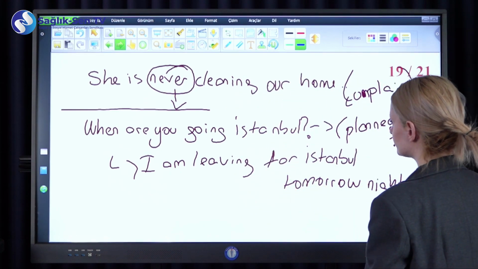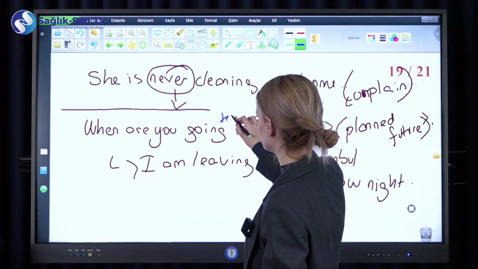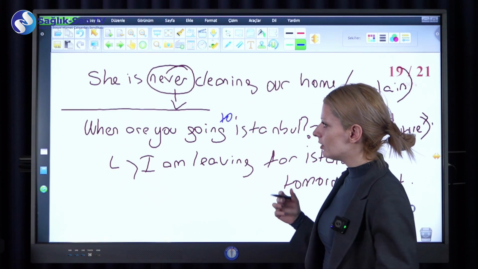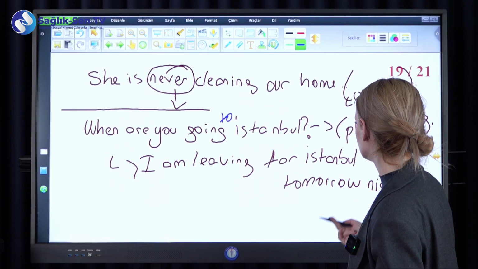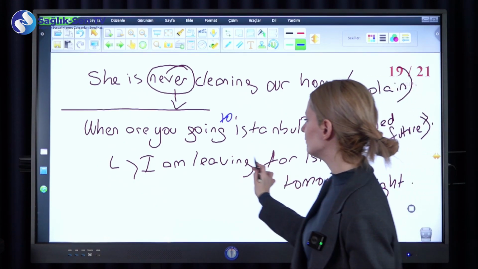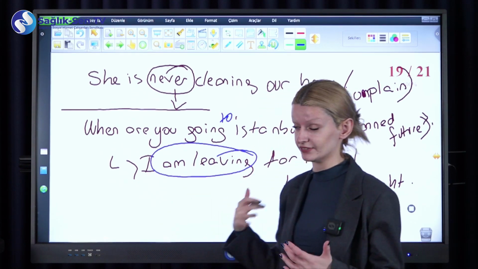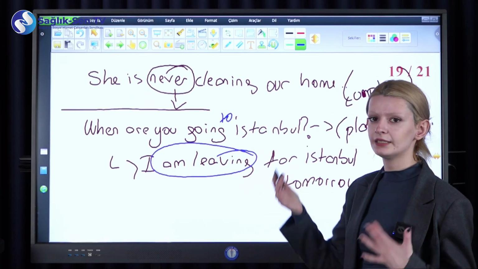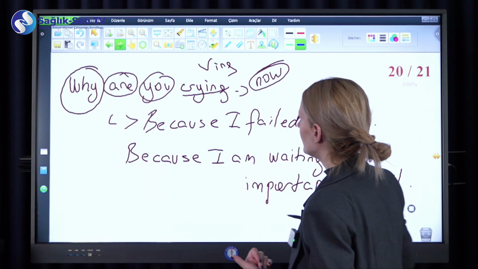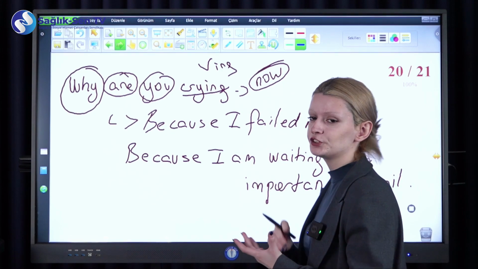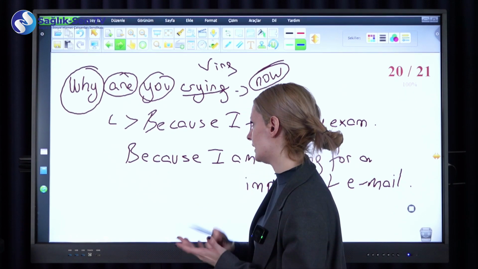When are you going to Istanbul? And in here I'm talking about a planned future. I am leaving for Istanbul tomorrow night. I have used the present progressive structure, but the meaning refers to the future. Why are you crying? An action that is taking place right now.